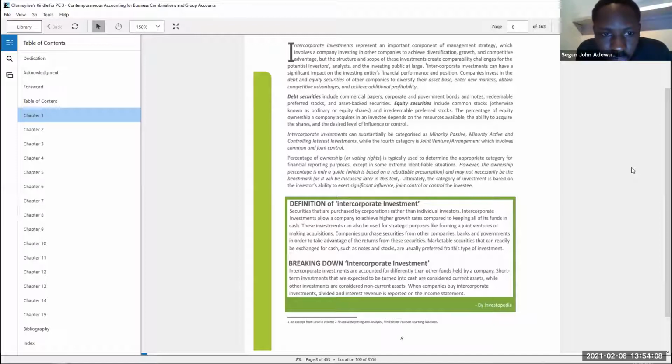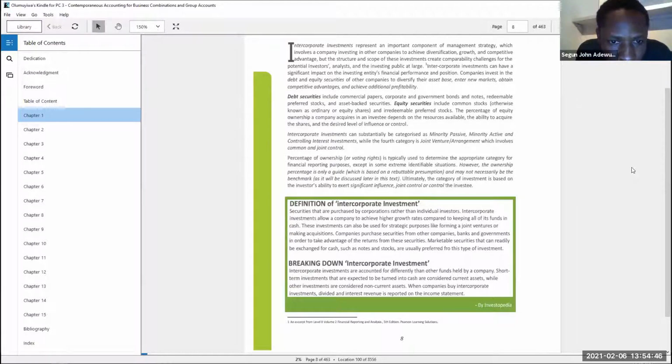The percentage of equity ownership a company acquires in an investee depends on the resources available, the ability to acquire the shares, and the desired level of influence or control. Intercorporate investments can substantially be categorized as minority passive, minority active, and controlling interest investments, while the fourth category is joint venture or joint arrangement, which involves common and joint control.